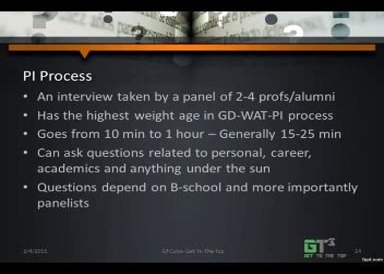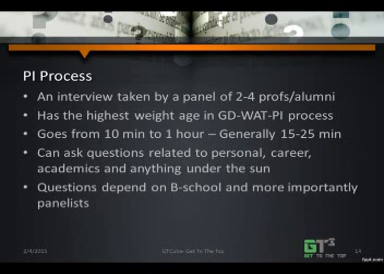Then we'll move ahead and talk about the PI process, the important thing, the big one. Basically it's an interview taken by a panel of 2 to 4 profs or alumni. The highest weightage in the process goes to it. It can last from 10 minutes to 1 hour, but generally 15 to 20 minutes.